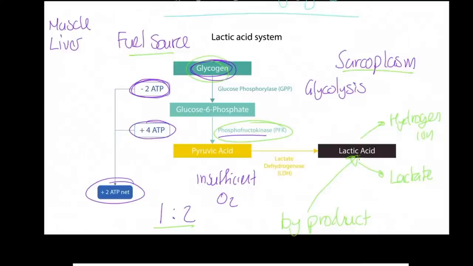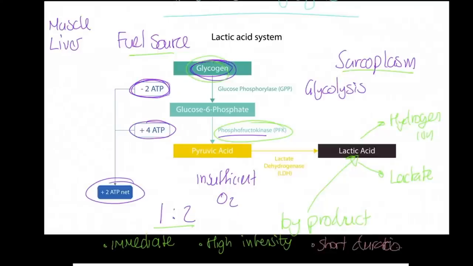So how can we describe this for good and for bad? Well, it's immediate because it's available in the cell. We could also say no delay for oxygen delivery. We can also say it's high intensity. We could even make an argument that it's got a slightly better energy yield than the PC system, although it's not a real strength at this point. Some of the weaknesses of this system are that it's short duration, and specifically it can last up to 3 minutes, but in reality it doesn't typically last this long, because that's at not particularly high intensity.